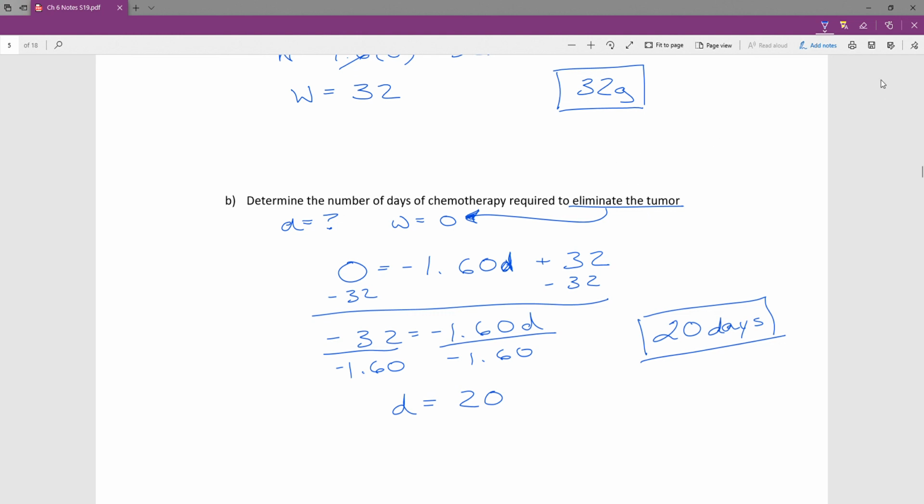So those are linear equations. We'll move on with more linear equations. These are things that are going to stay with us for the next chapters.